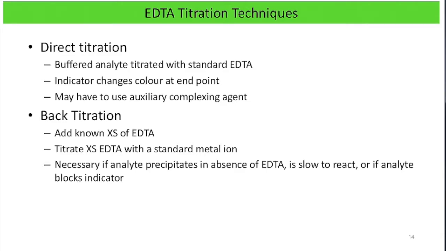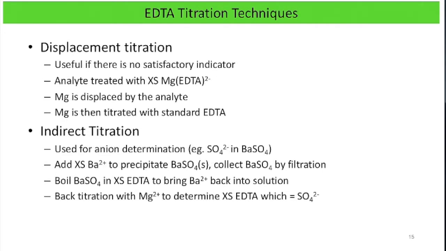So back titration, just the same process as I talked about in the previous slide. Now we also have what are called displacement titrations and an indirect titration. Displacement titration is useful if there is no satisfactory indicator. If we don't have an indicator that will change color at the endpoint, we can do what's called a displacement titration. So we'll treat it with excess magnesium EDTA, for example.